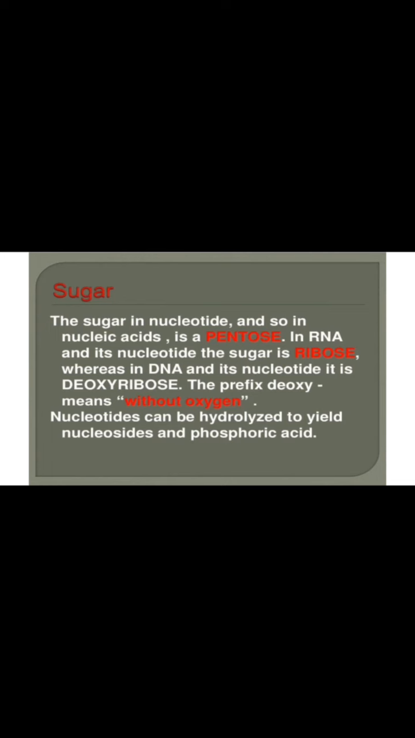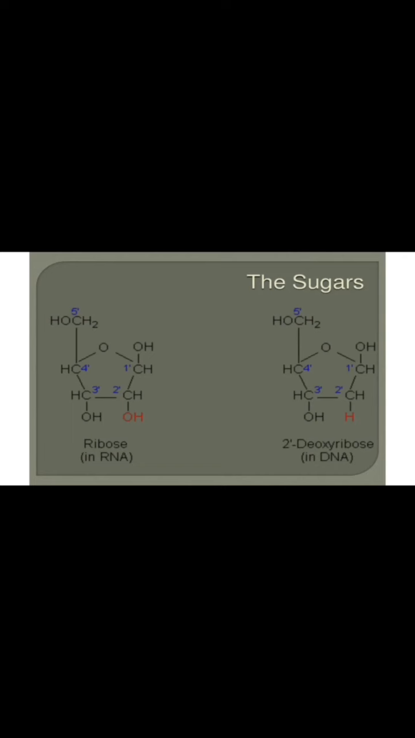Nucleic acid is made up of nucleotides. Nucleotides contain phosphoric acid and nucleosides. Nucleosides contain sugar, and a purine or pyrimidine base. Sugar: the sugar in a nucleotide, and so in a nucleic acid, is a pentose. In RNA and its nucleotide, the sugar is ribose, whereas in DNA and its nucleotide, it is deoxyribose. The prefix deoxy means without oxygen. Nucleotides can be hydrolyzed to yield nucleosides and phosphoric acid.